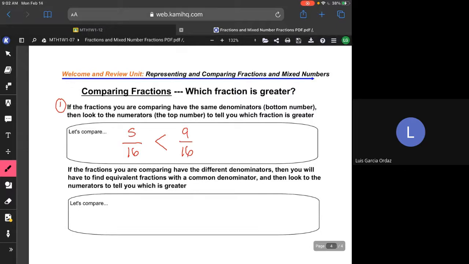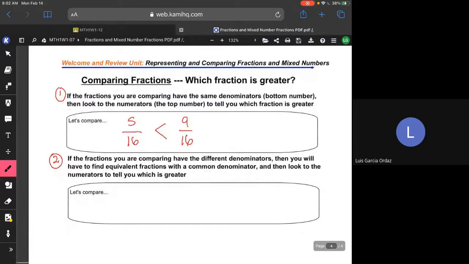Now I have the second scenario where my denominators are different, sorry. So let's say I have 2 over 3, and I have, let's see, 2 over 9. So what do you think I have to do in order to figure out which one's bigger? Simon? You have to find the common denominator. Yep. So what is my common denominator between these two fractions? Lauren? 9.